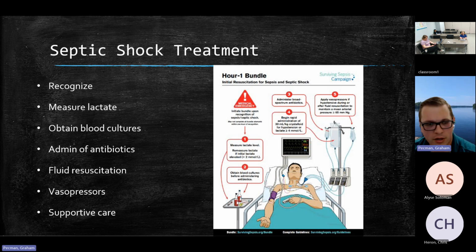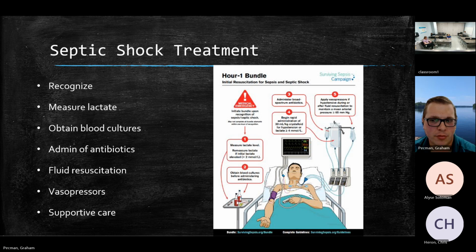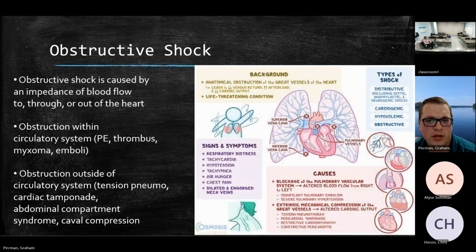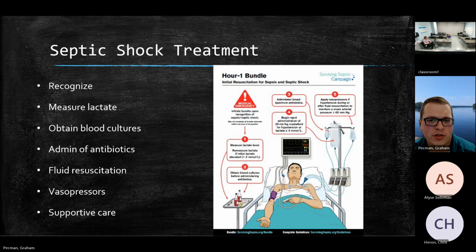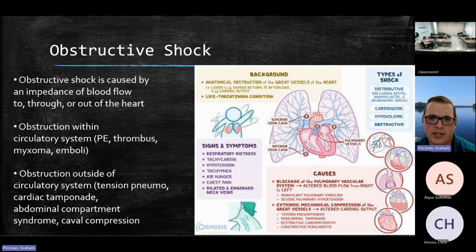Vasopressors and all the other supportive care measures, if they have respiratory compromise, supporting them to breathe as well. So yeah, that's septic shock. The final, I believe this is the final general type of shock, is obstructive shock.